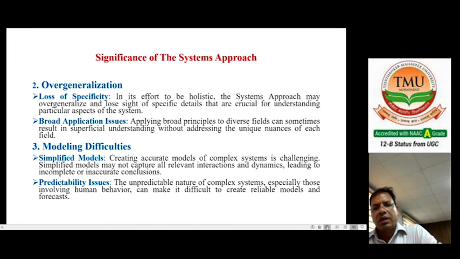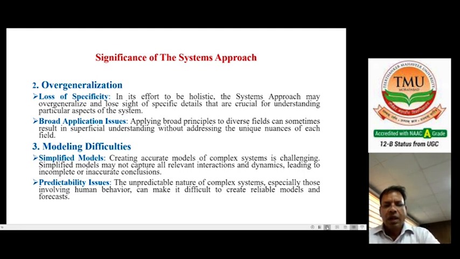In its effort to be holistic, the system approach may overgeneralize and lose sight of specific details that are crucial for understanding particular aspects of the system. Broader applications issue: applying broad principles to diverse fields can sometimes result in superficial understanding without addressing the unique nuances of each field. Modeling difficulty, simplified models: creating accurate models of complex systems is challenging. Simplifying may not capture all the relevant interactions and dynamics, leading to incomplete or inaccurate conclusions.